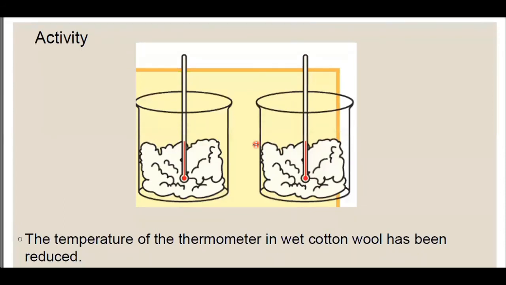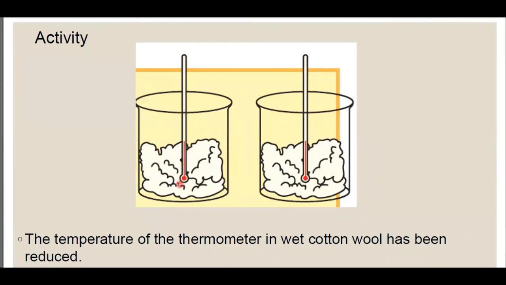So you have to do another activity. In this activity, we are going to take 2 beakers of the same size, and then we are going to put the same amount of wool or cotton into both beakers. Same size. Then in the first one, I'm going to place the thermometer.